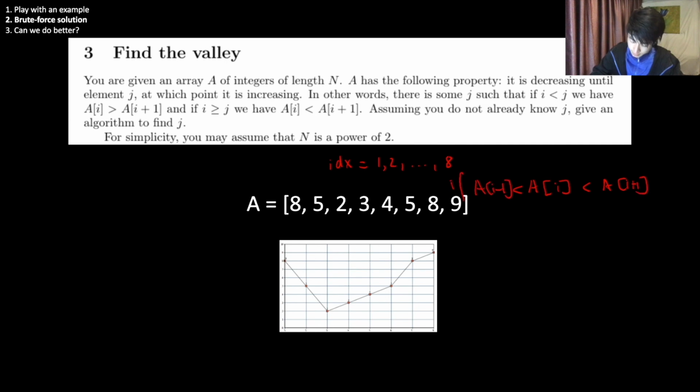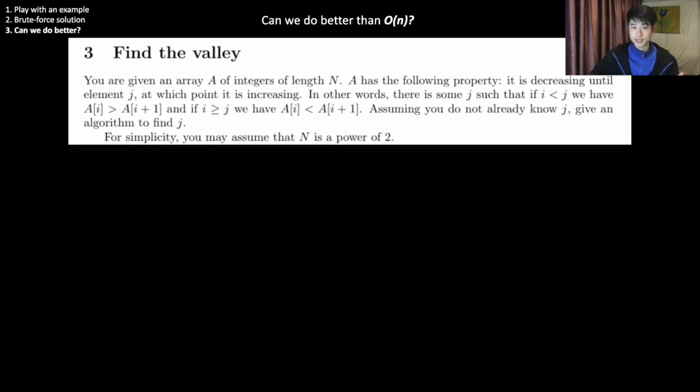So basically, if this is true, then we're going to return i as the value. The runtime of this would be O of n, because you have n indices to iterate over, and each one takes O of 1. Okay, so now we ask ourselves, can we do better than linear time?